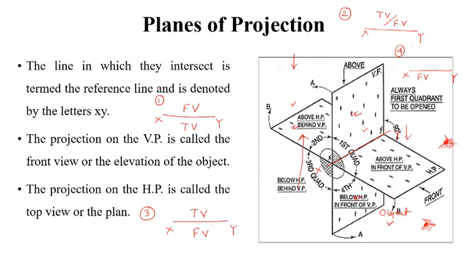Now you have to rotate the plane in the clockwise direction by 90 degrees. Now when you rotate, what happens? This horizontal plane and vertical plane will now coincide. So ultimately, the top view comes here below the XY line. So this is our top view.